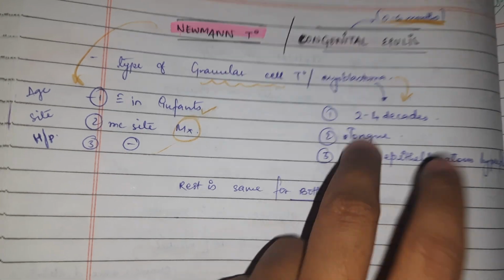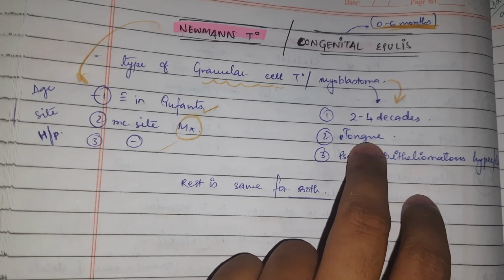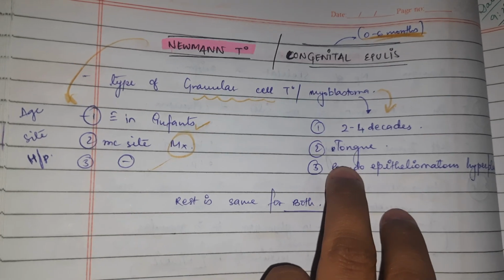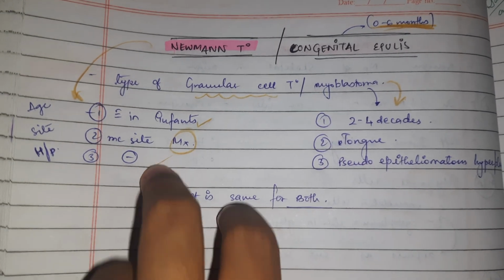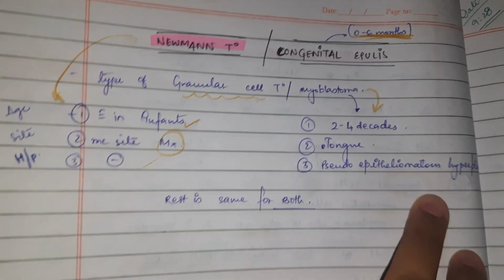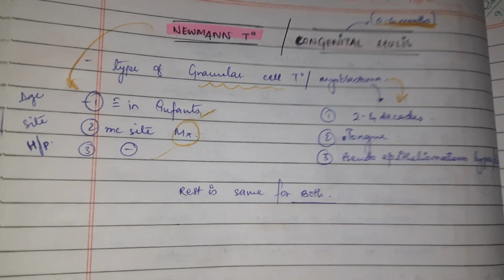Myoblastoma is of nerve tissue origin but most commonly present on the tongue, which is why I consider it muscle tissue. Its most common site is the tongue, while here it is the maxilla. Pseudoepitheliomatous hyperplasia is absent here, whereas it is seen in granular cell tumor. The rest is the same for both.